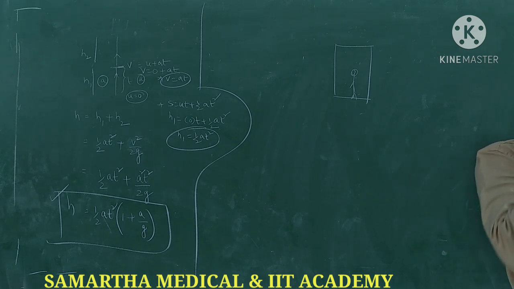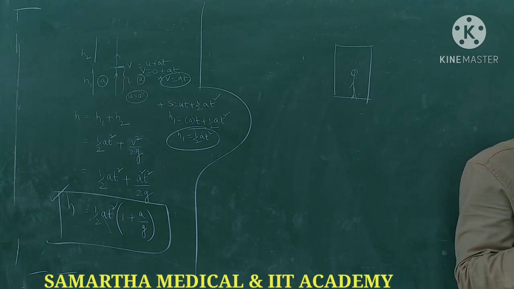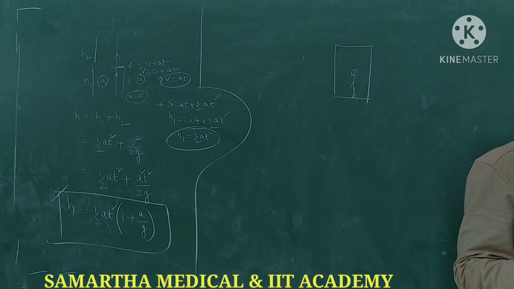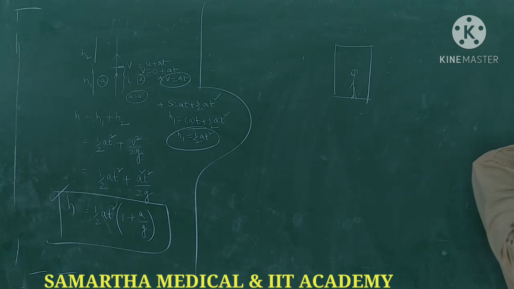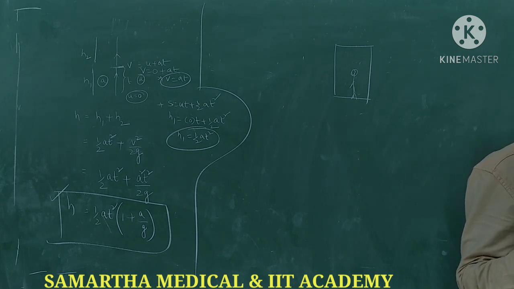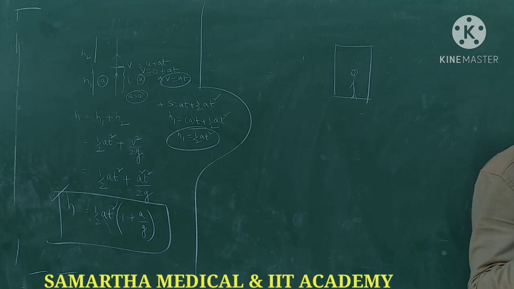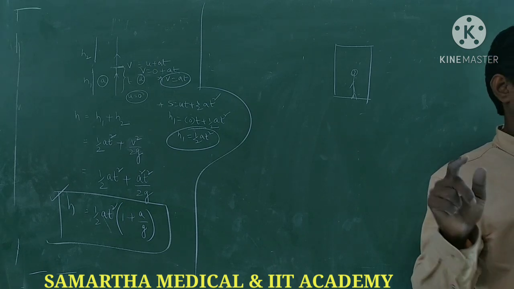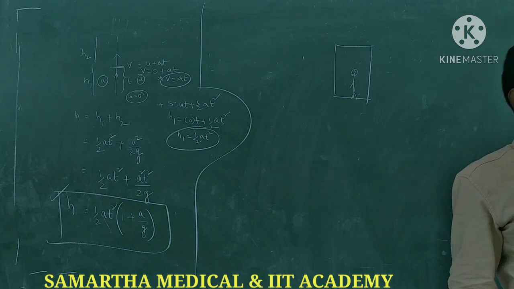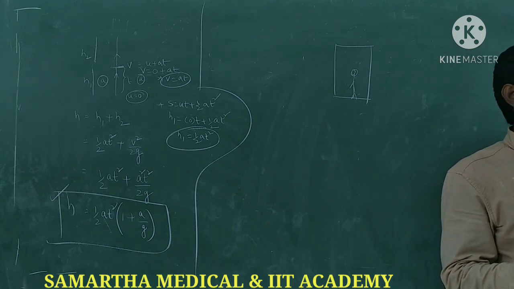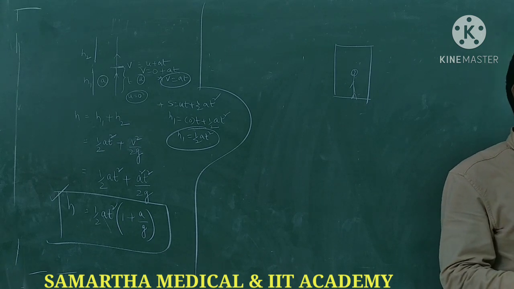Suppose the lift is moving upward with a uniform velocity. Then what is the acceleration of the lift? 0. The lift is moving with uniform velocity, so acceleration is 0. Then the effective acceleration a is 0, so to calculate the effective acceleration you will take only g, the acceleration due to gravity, which will act on it. So what is the time of flight? 2u by g only.